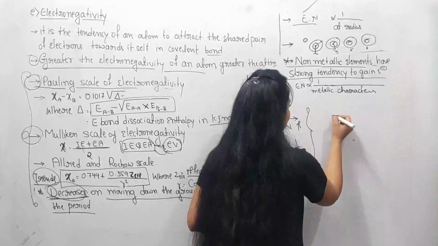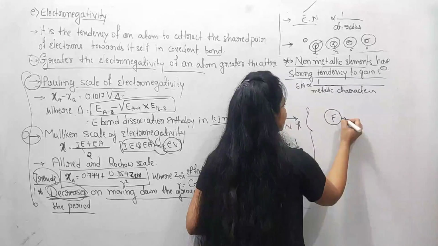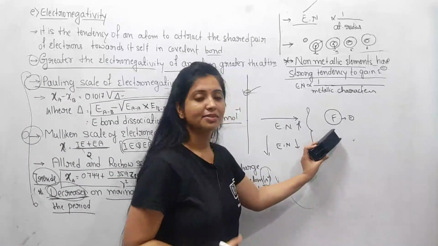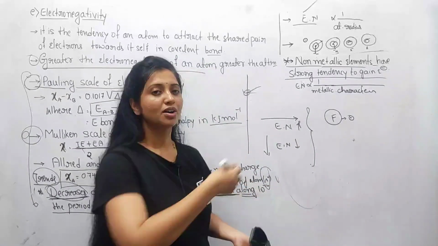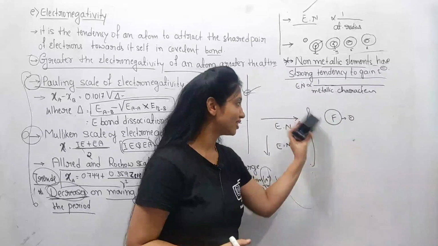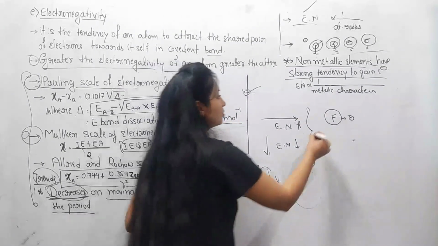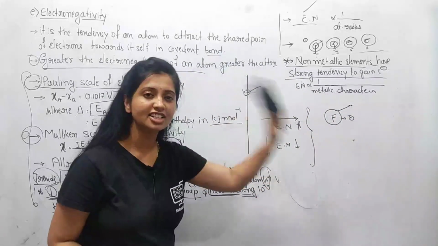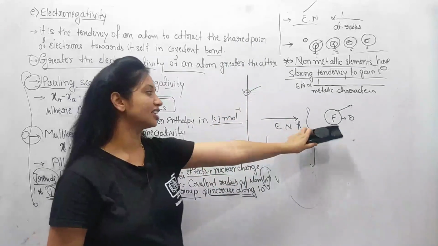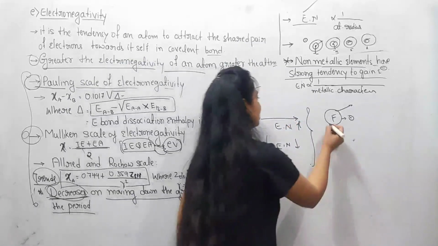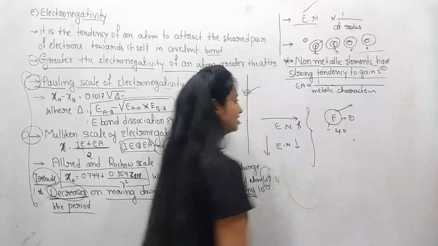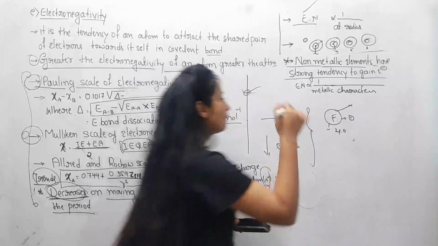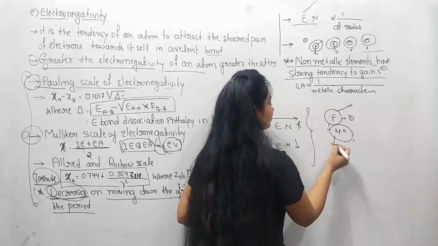Here the fluorine is the smallest atom, and the fluorine atom has the highest tendency to pull the shared pair of electrons towards itself. So it is the most electronegative element in the periodic table. The electronegativity of fluorine is 4.0. So all elements in the periodic table are below this value.